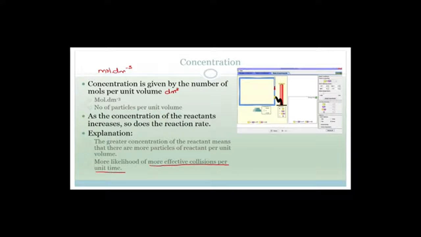So let's go through that again. Concentration. The greater the concentration, the more particles there are in the area. Obviously then, there is more likelihood that they're going to bump into each other, right? So therefore, there is a greater chance of there being more effective collisions per unit time. Because if there's more bumping, then there's a greater chance that you're going to bump into another particle that's correctly oriented and has the right amount of energy.